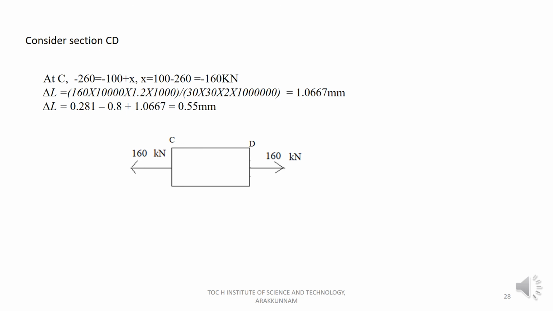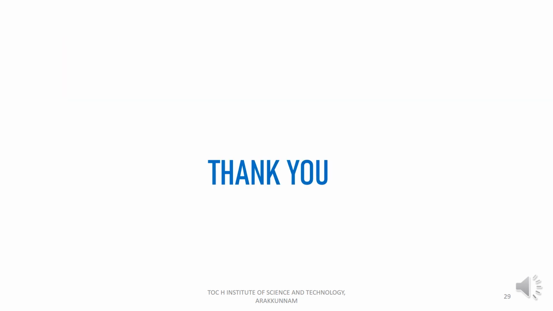So till now we discussed the analysis of bars of uniformly tapered circular section, uniformly tapered rectangular section, then the deformation for axially loaded bars and deformation for axially loaded bars with varying cross sections. Okay, hope you all understood these sections. Thank you.